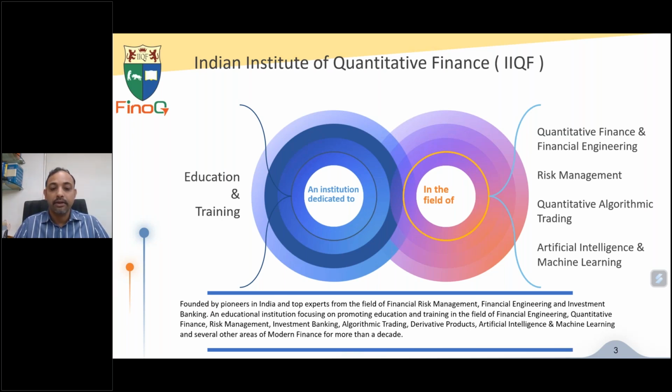Right. So we were founded by pioneers in India and top experts from the field of financial risk management, financial engineering, investment banking, and as an educational institution, we have been focusing on promoting education and training in all these domains, right? Financial engineering, quant finance, risk management, algo trading, derivative products and valuations, artificial intelligence and machine learning, and several other areas of modern finance for more than a decade.